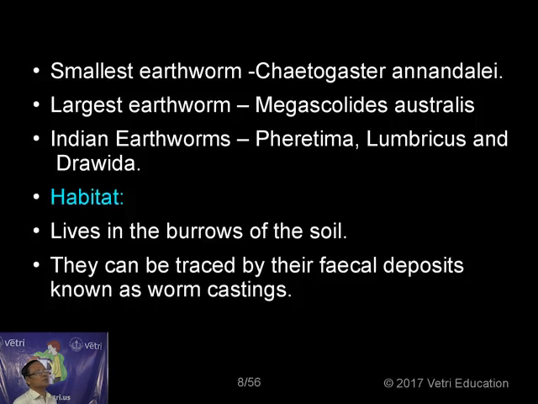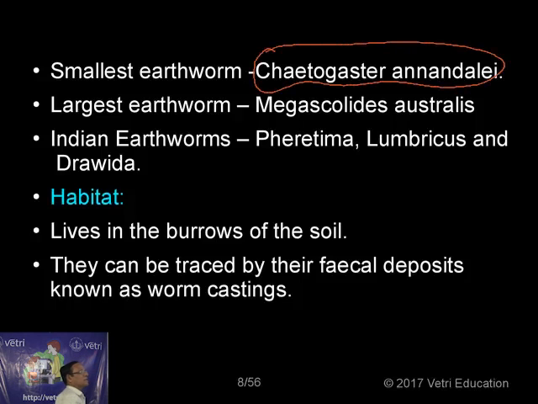The smallest earthworm is Chaetogaster annandalei. The largest one, Megascolides australis, is found in Australia. So the smallest is Chaetogaster annandalei, and the largest, found in Australia, is Megascolides australis. Now the Indian earthworms: normally we have Pheretima, Lumbricus and also Dravida. These are all the Indian earthworms.